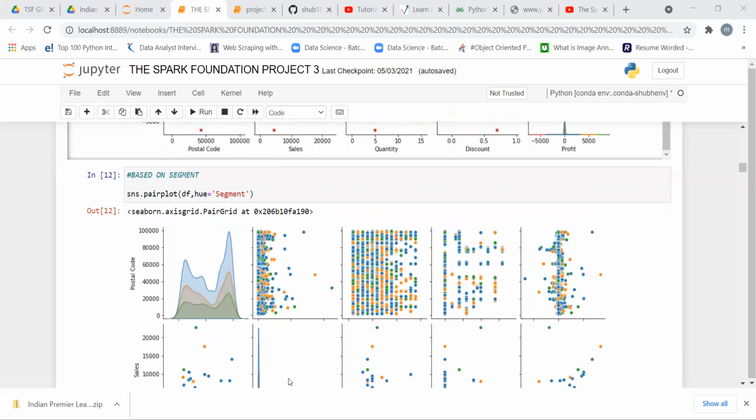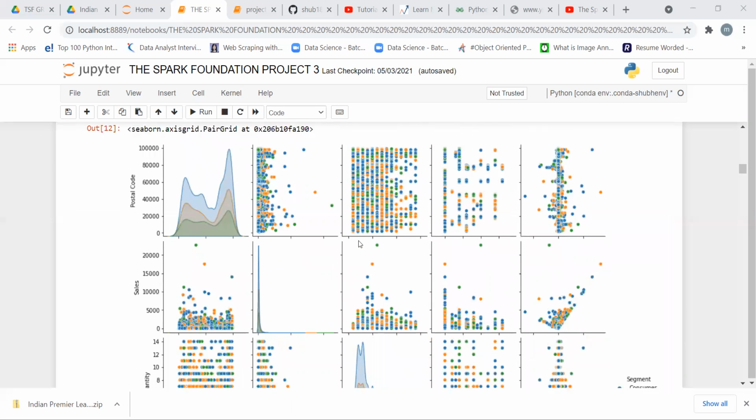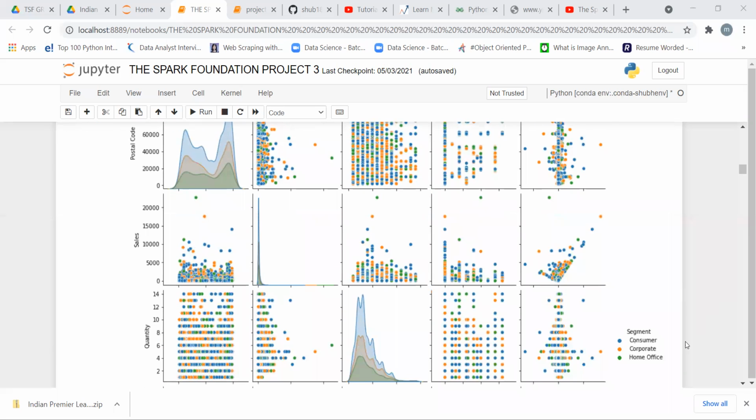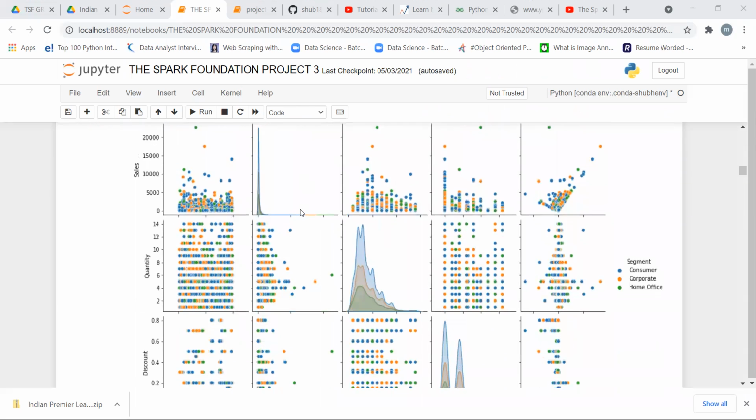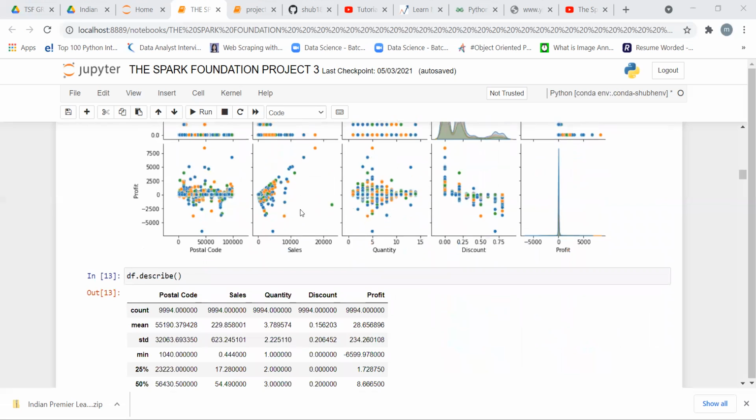Now we define on the basis of segmentation. We have three types of segmentation, and we have divided it into three parts: consumer, corporate, and home office. And we define them in terms of postal code, sales, quantity, discount, and profit.